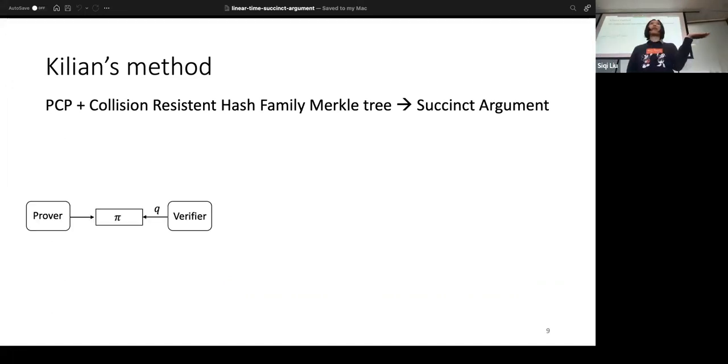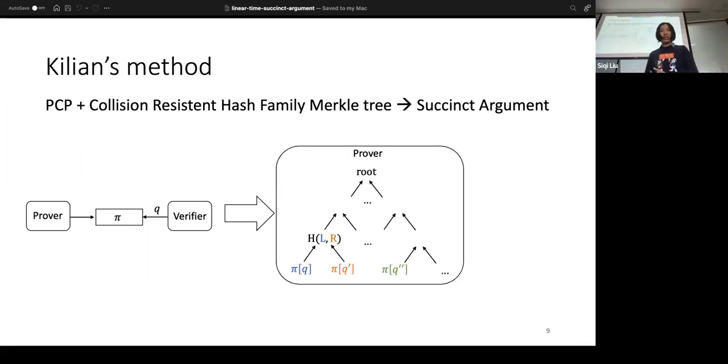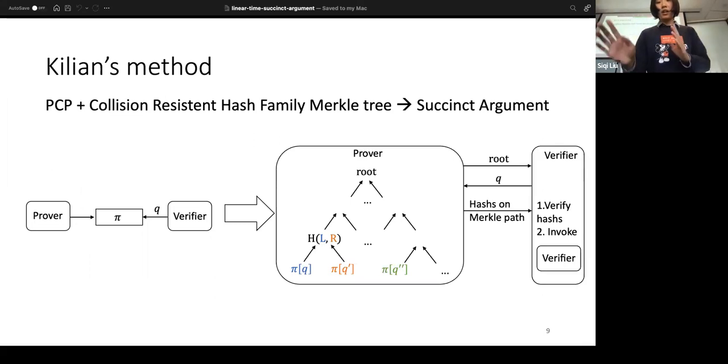So we start with a PCP. It's a one-round communication protocol in which the prover just sends the proof, and the verifier probabilistically checks a constant number of locations in the proof and outputs a decision. And how this is turned into a succinct argument is as follows. Basically, the verifier samples a hash function from a collision-resistant hash family and sends it to the prover. Sorry, this is not showing the slides. I realize it's missing that round.